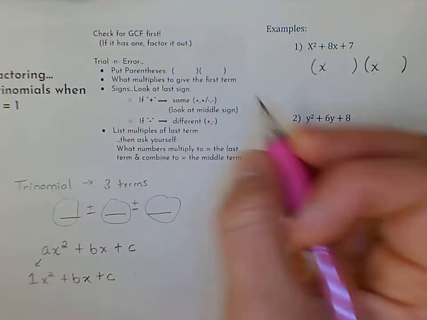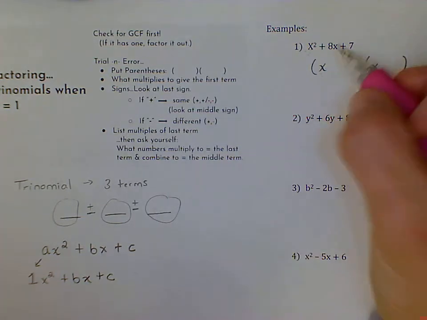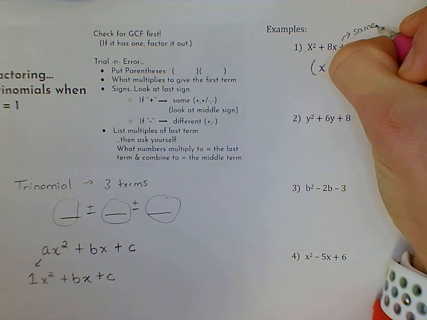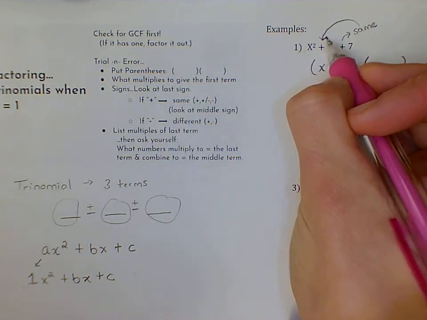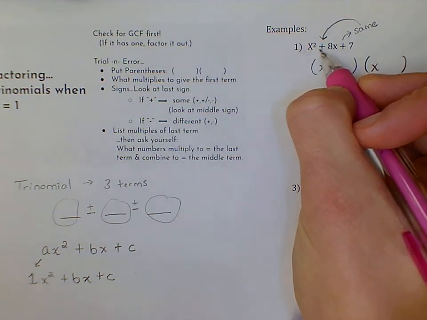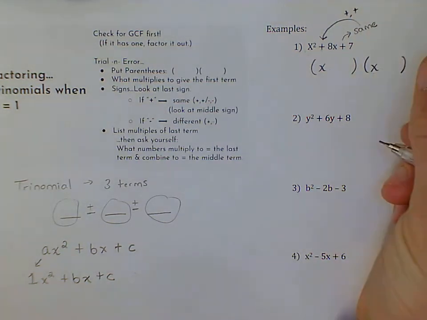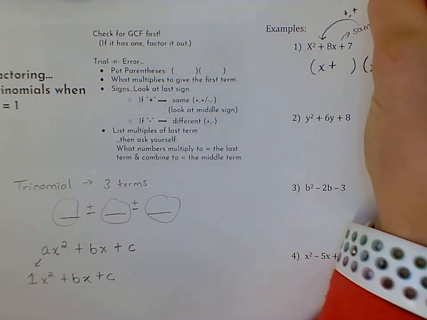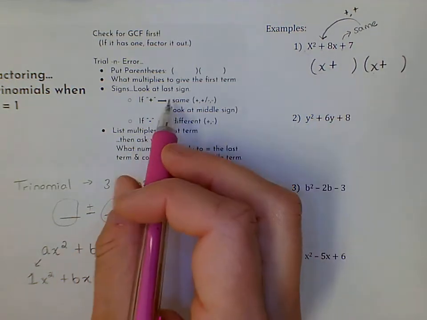Well, then how do you know? You look at the middle sign, and that tells you what they're both going to be. So the last sign tells me that they're going to be the same. And then once I figure out that they're the same, I'll look at the middle sign, so that's your middle sign, to know what they're both going to be. Because that middle sign is a plus, that means that both of my signs are going to be pluses. So I go down here, I put a plus in that one, and I put a plus in that one, okay?